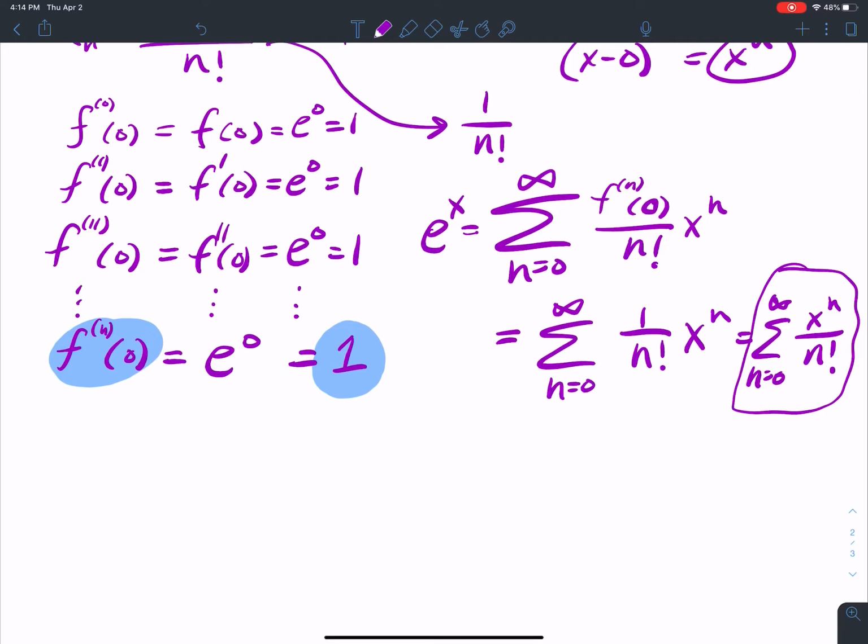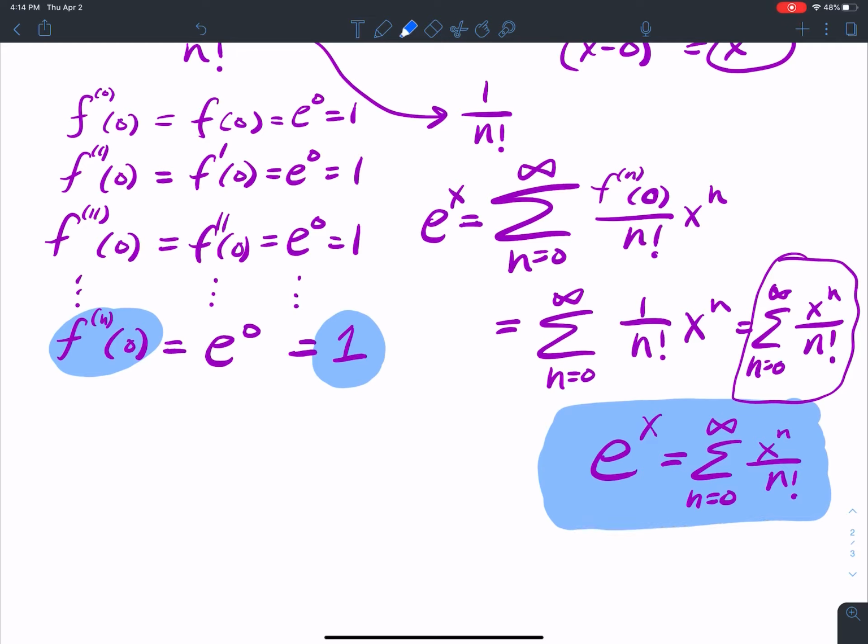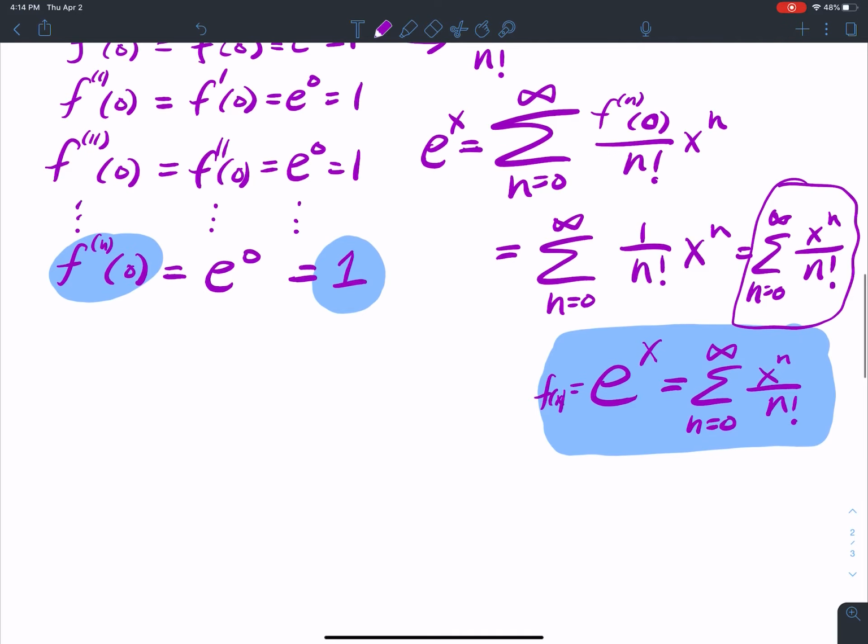I need to figure out the radius of convergence so I know for what x values this is actually equal to e to the x, because maybe it converges for some and doesn't converge for other values of x. But it's a pretty interesting fact that I can have this simple e to the x function, which is a transcendental function, and that function can be written in terms of a polynomial. Pretty interesting fact going on there. But besides the point, let's run the ratio test.